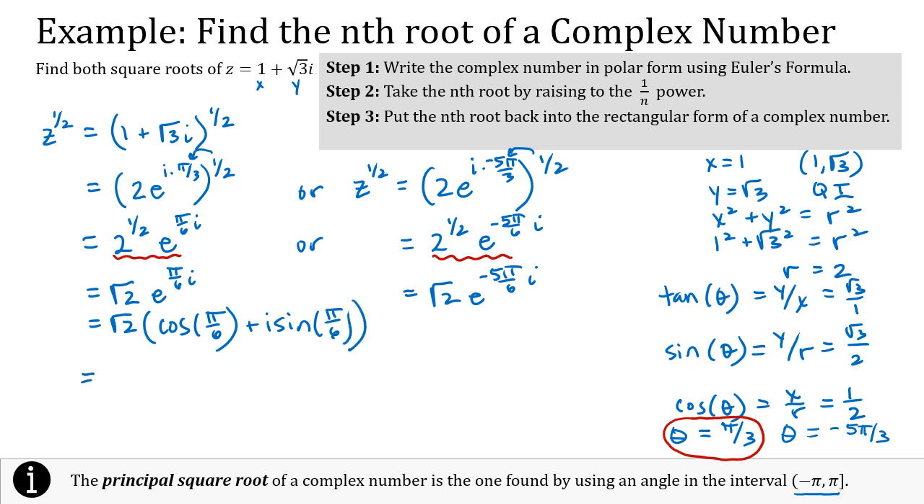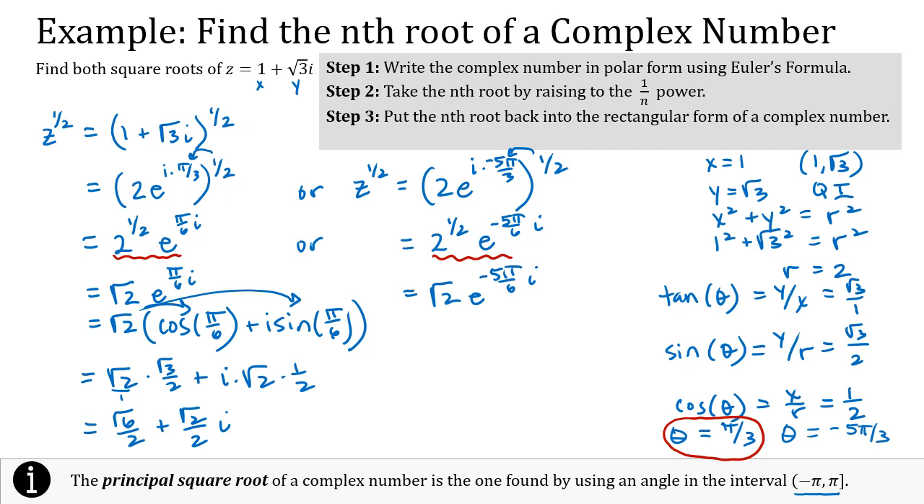And that equals, I'm just going to distribute and distribute. So I'm going to have square root of 2. The cosine of pi over 6 is the square root of 3 over 2 plus i times the square root of 2 times the sine of pi over 6, which is 1/2. When I multiply that out, remember this square root of 2 is over 1, so that's going to be square root of 6 over 2 plus the square root of 2 over 2i. All right, and that is a good final answer.